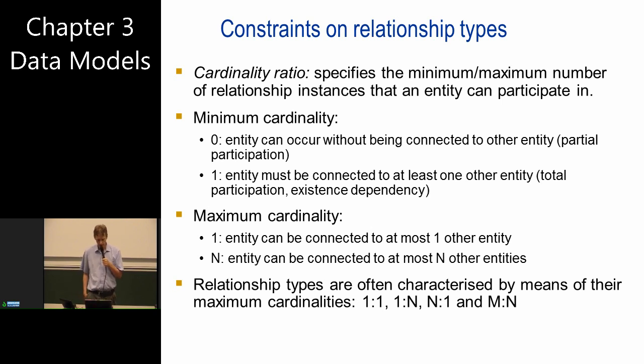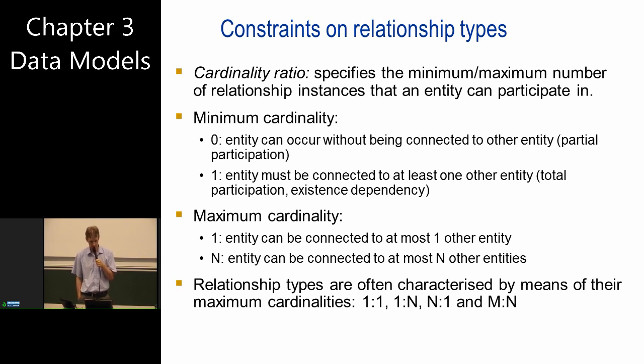Relationship types are going to be characterized using cardinality ratios, and the cardinality ratios are going to specify the minimum or maximum number of relationship instances that an entity can participate in. And again, just as we had with the hierarchical and the CODASYL model, we have a minimum and maximum cardinality. The minimum cardinality can be 0, that you have when an entity can occur without being connected to another entity, partial participation. What do we mean with that? That means that entities can be sometimes coupled to other entities, other times not, so there's partial participation.